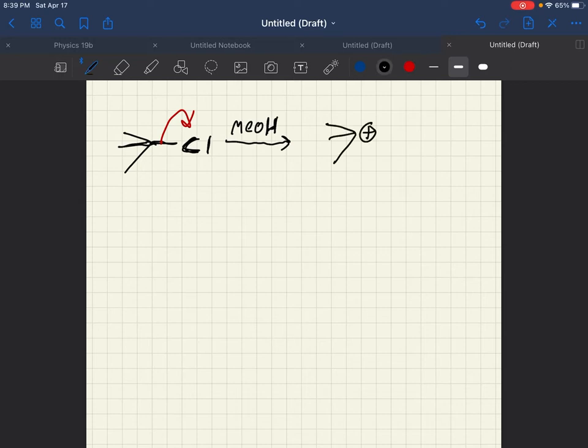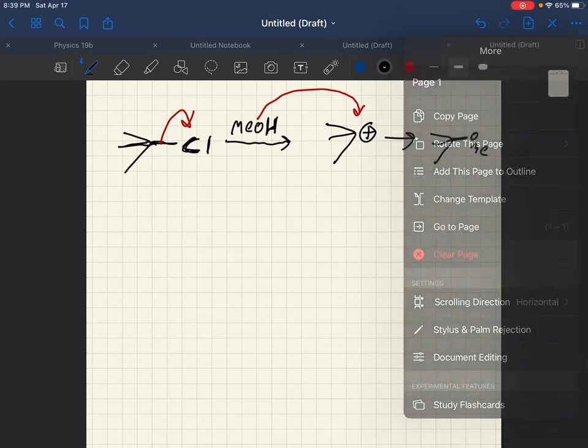And once this occurs, the MeOH is going to attack. And then once that attacks, it's going to give us our final product. And I'm not going to show the deprotonation just to save time. It's going to be O. So that's what would happen here. So let's look at another one.